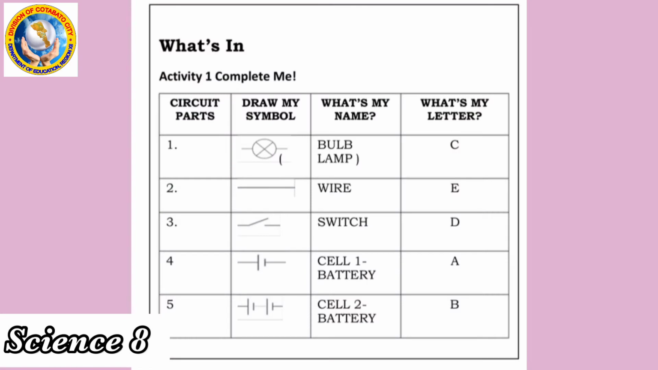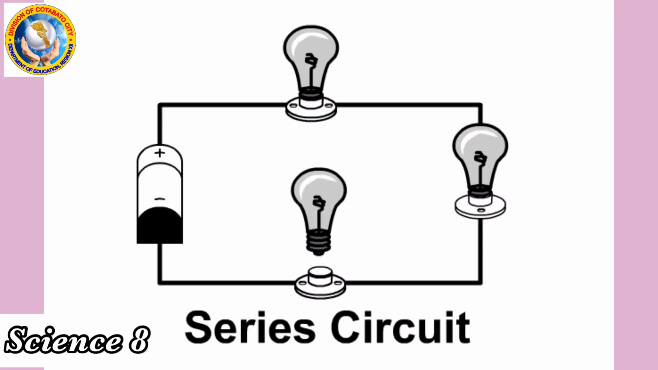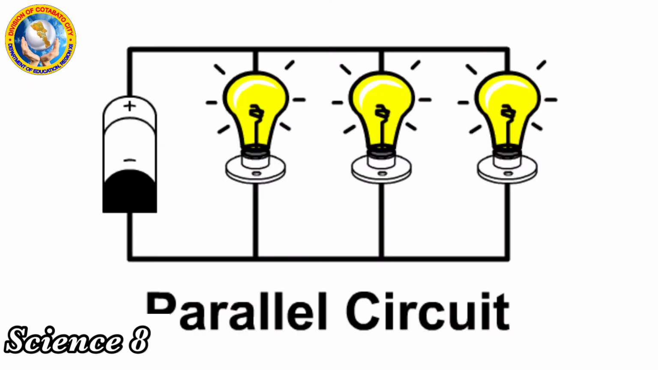Here is the table that contains the answer to the activity entitled Complete Me. Very good. You got the correct answer. What a good memory! Knowing these components is halfway in mastering the concept. Are you willing to know more about circuits? Fasten your seatbelt and ride with the electric charge to explore the two types of circuit, the series and parallel circuit.